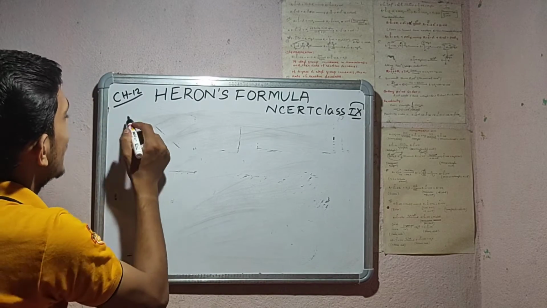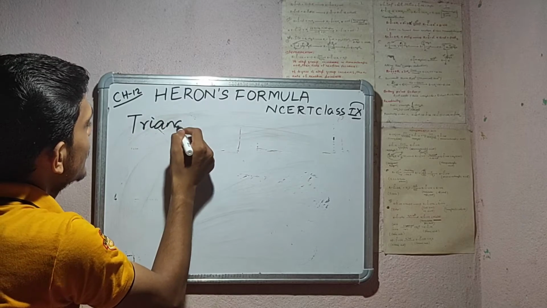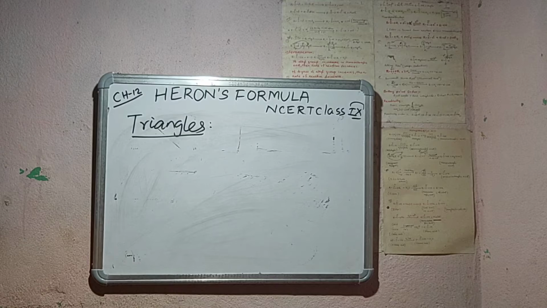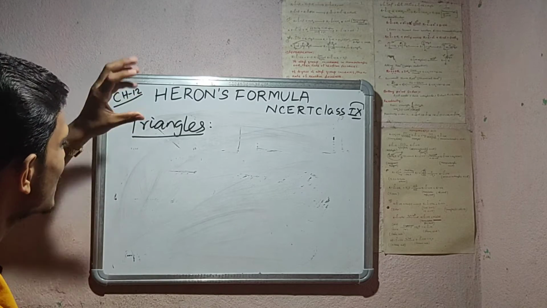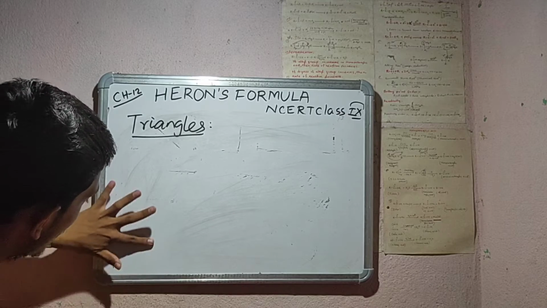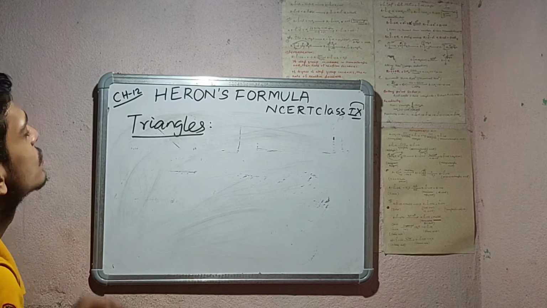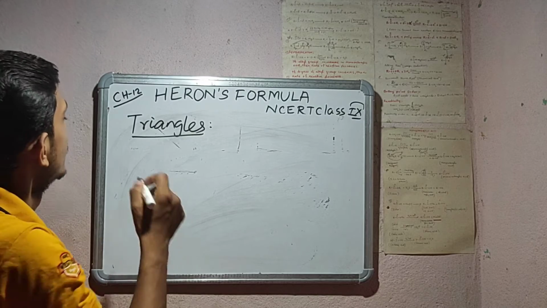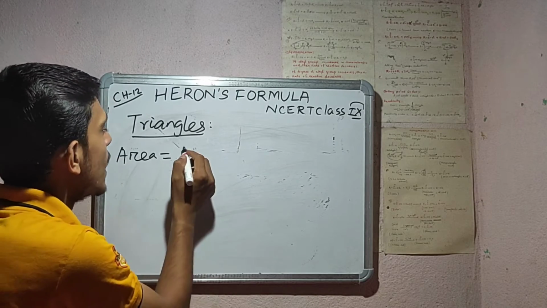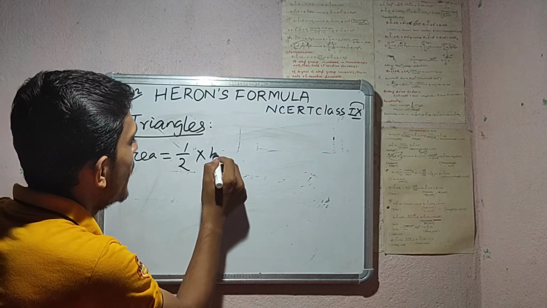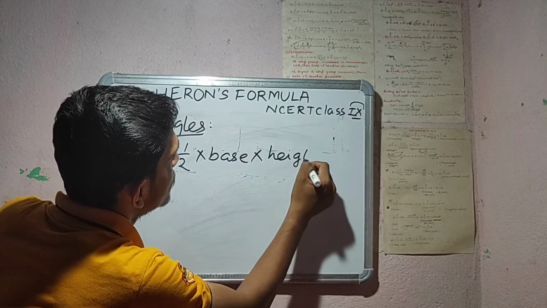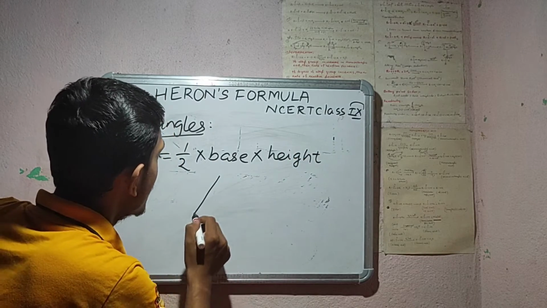We'll discuss only triangles relating to Heron's formula. Later we will discuss the perimeters and areas of different types of quadrilaterals, even squares, parallelograms, rhombus. So considering the triangle, what is the area of a triangle? In general, the area formula is half multiplied by base and height.